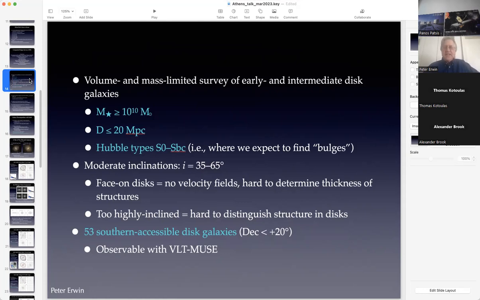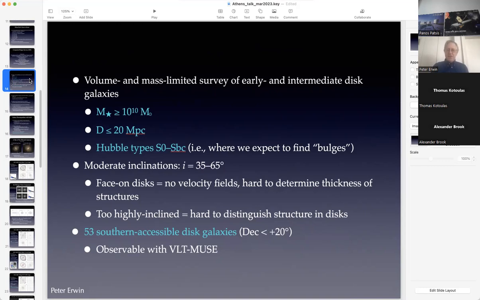In particular, we have a distance limit of 20 megaparsecs because we want to have really good spatial resolution. We don't want to be confused, having no resolution of, let's say, the inner kiloparsec. We restrict this to moderate inclinations between about 35 and 65 degrees. The reason is that if you have face-on galaxies, you can't really get a good velocity field for the stars. And it's also hard to determine the thickness of a structure, because from the face-on point of view, you can't tell a circular disk and a sphere apart. And if you have edge-on galaxies, it gets really hard to tell what's going on because all of your two-dimensional information for the disk is compressed along the line of sight.